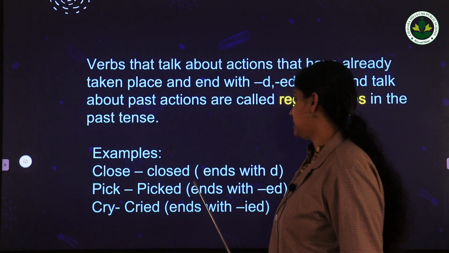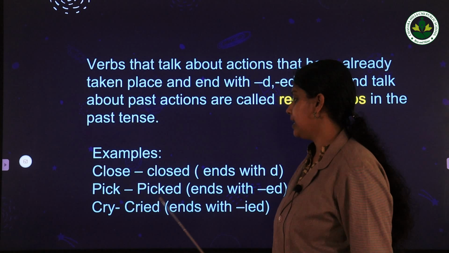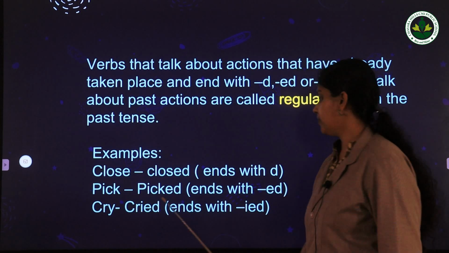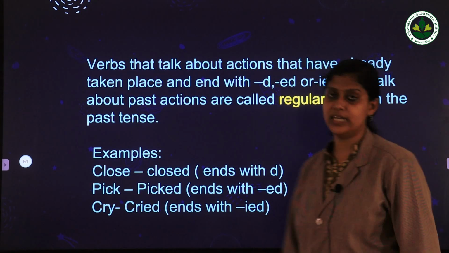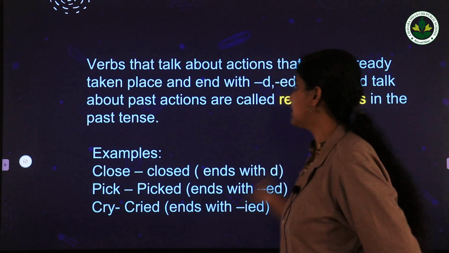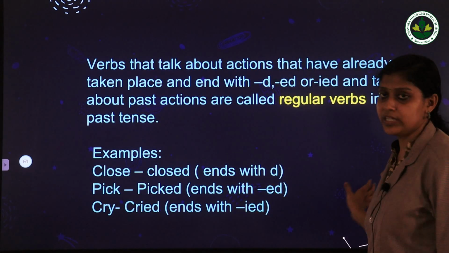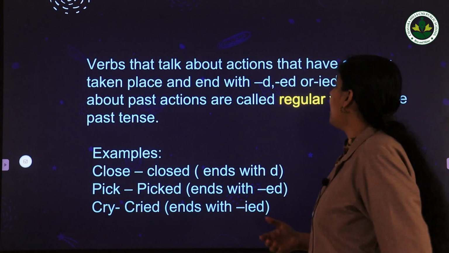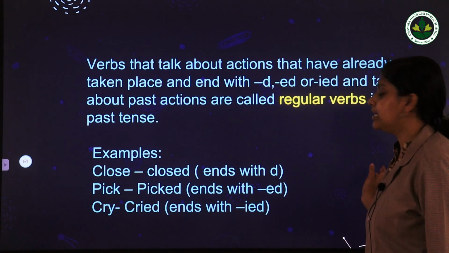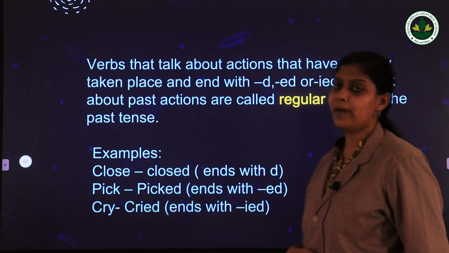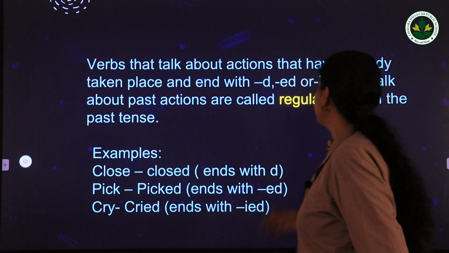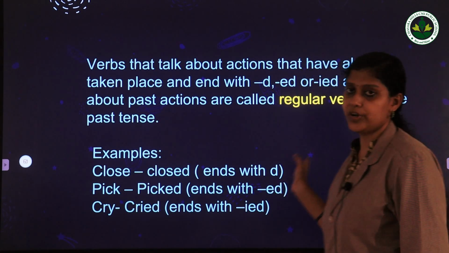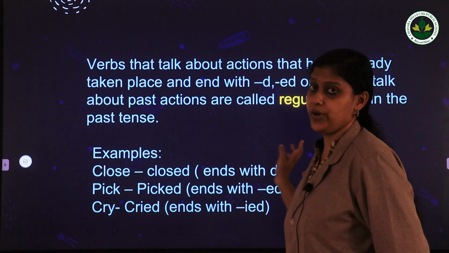Here this verb ends with ed. Next is cried. This verb ends with ied. So these are some of the examples of regular verbs. Verbs that talk about actions that have already taken place and end with d, ed or ied are called regular verbs in the past tense. You already learned this topic in your previous class.